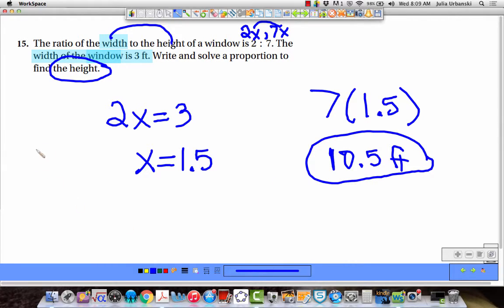Okay, now if you wanted to do it as a picture, you could. Here's your window. Your width is 2x. Your height is 7x. This was 3. So you can make it as proportions. There's a lot of different ways you could do it.